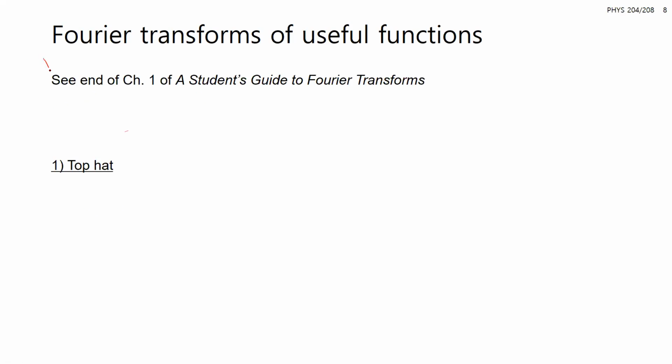I'd like to point out that everything I'm talking about in lecture today will also be explained in detail at the end of chapter 1 of A Student's Guide to Fourier Transform. So you could also look at the derivations there for a different source. But I'm going to try to number these different signals that we're going to go through in detail, with the first one being a top hat function. And that's going to be a single square wave pulse.